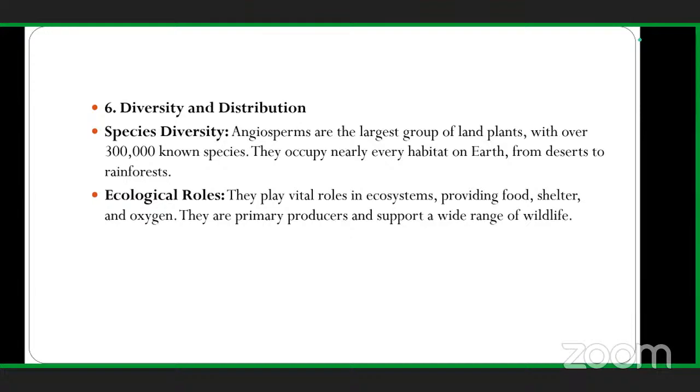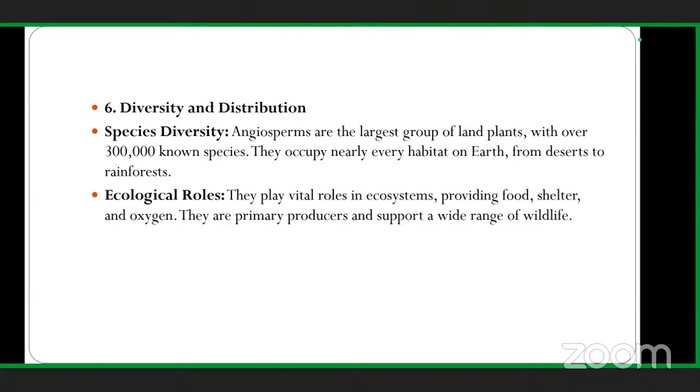Ecological roles. They play vital roles in ecosystems, providing food, shelter, and oxygen. They are primary producers and support a wide range of wildlife. They also provide food. Next is shelter, meaning they give homes to other animals and organisms, and they provide oxygen. So basically, these angiosperms are oxygen producers. The oxygen which we are inhaling today is produced by plants.